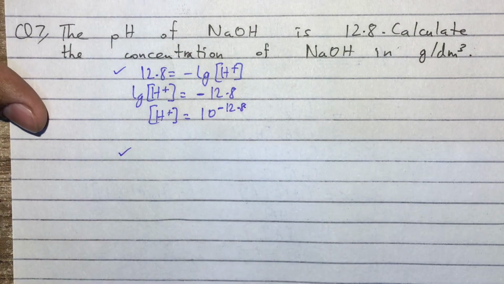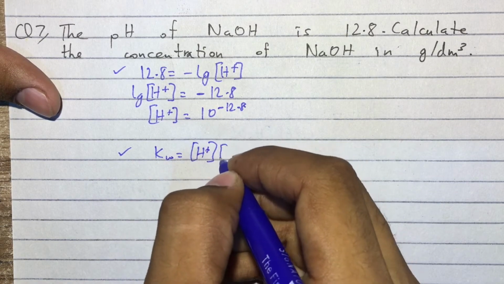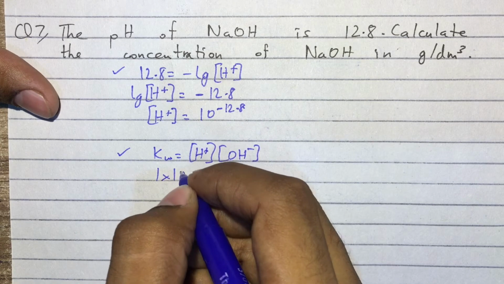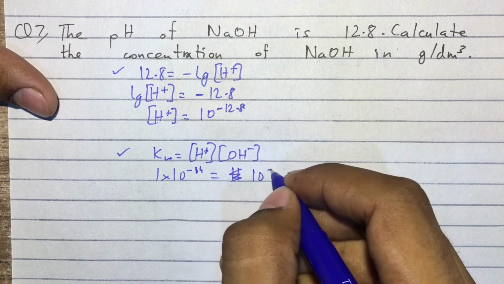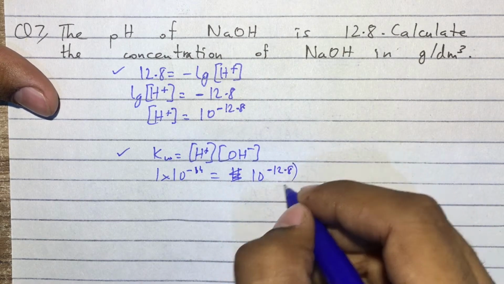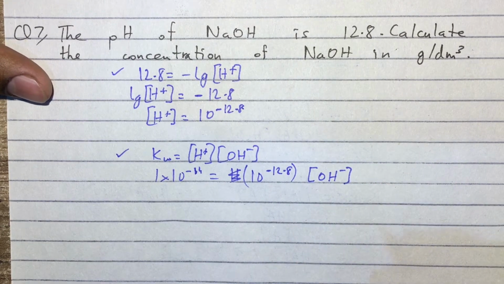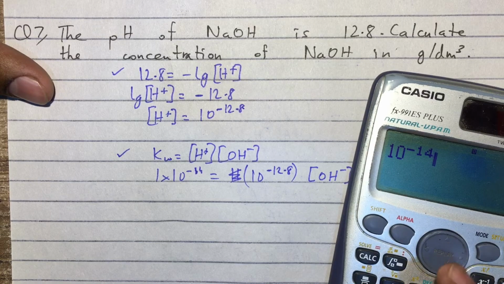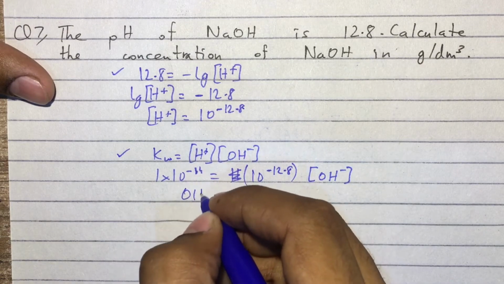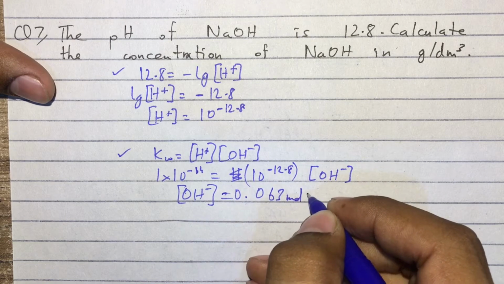Now after that we'll use the Kw expression. So Kw equals H plus times OH negative. This is 1 times 10 power negative 14. H plus concentration we have, that is 10 power negative 12.8, and we have to find the OH negative concentration. Right, so that will be 10 power negative 14 upon 10 power negative 12.8. This is 0.063 mole per dm cube.